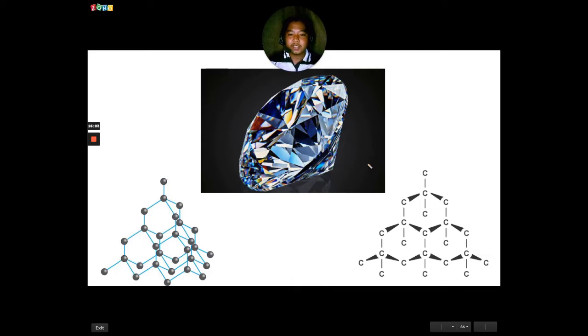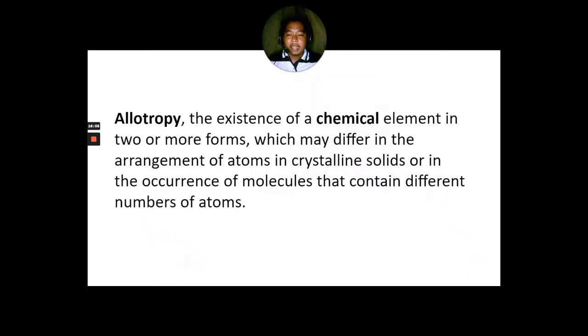So ito yung structure niya, while the soot is similar to the graphite. So allotropy is the existence of a chemical element in two or more forms. They differ only in the arrangement of atoms, so how they are positioned and how they are arranged in a certain thing.